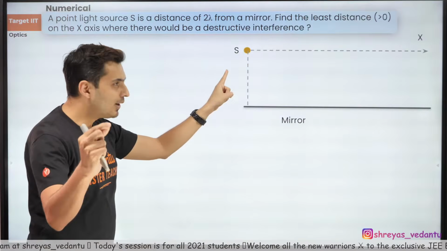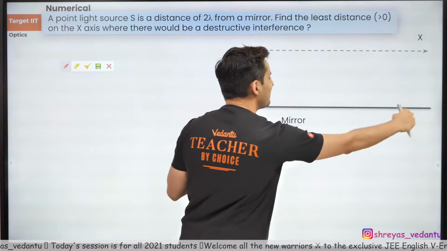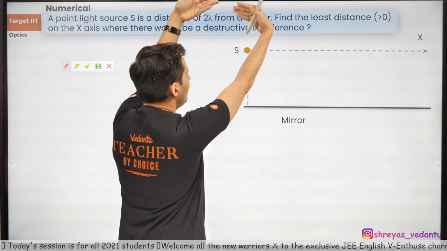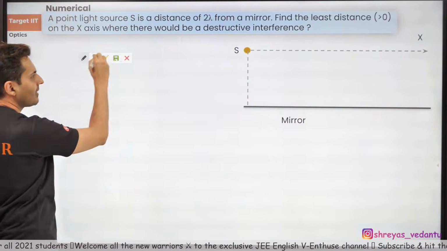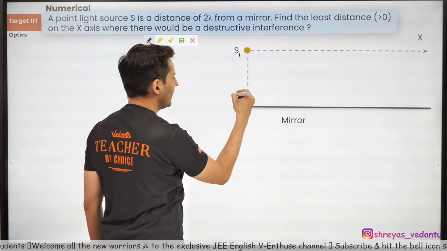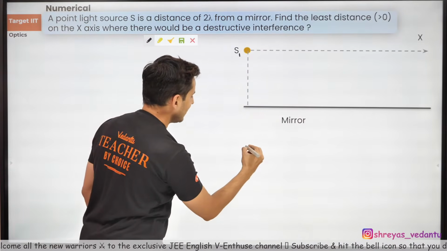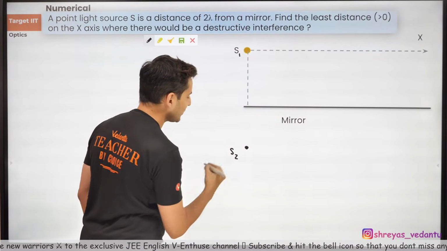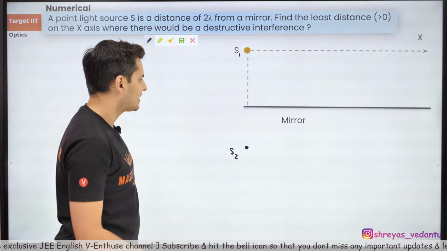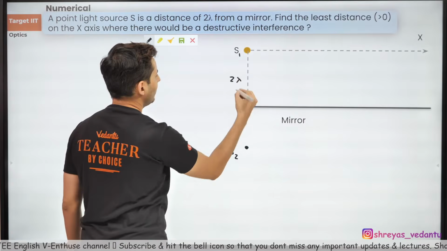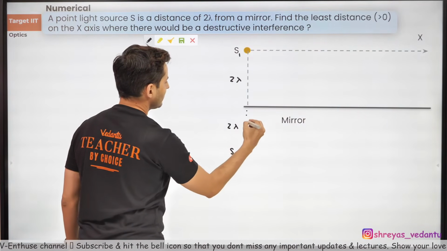So the first thing you should understand is because there is a mirror, you can replicate whatever is there on the top below. So when you replicate that, you can call this source S1, replicate it below. So I'll find the second source over here, S2. Now you can get rid of the mirror. Just forget that the mirror even existed. So if this was 2 lambda, this distance will also be 2 lambda.